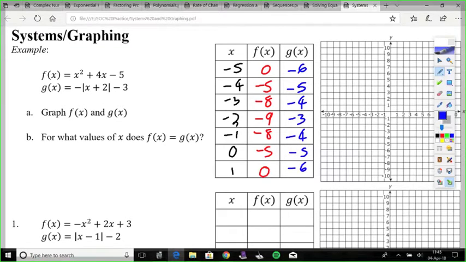That's what was in the calculator, but plot your points. So the quadratic, negative 5, 0, is a point there. Negative 4, negative 5, so it's a point there.